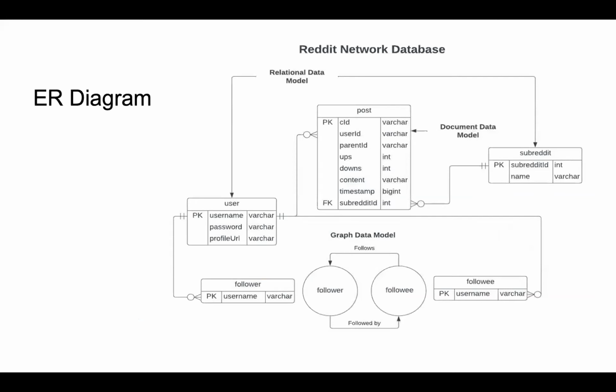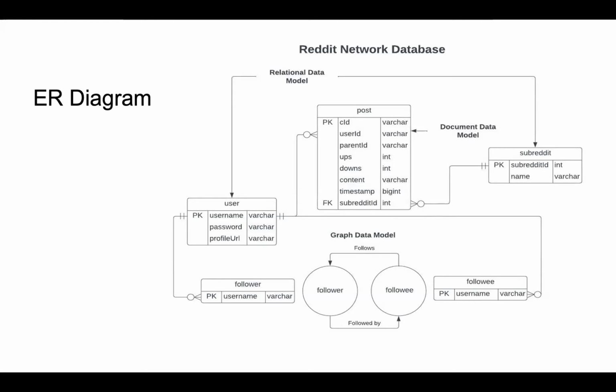So this is the ER model for our project. We have covered 3 data models in the project: the relational, document, and graph data models. In the relational data model, we have the data for our users and the subreddit information. For our document data model, we have the posts that a follower or a user has posted over the years. And in the graph data model, we have the information about the follower and the followee.